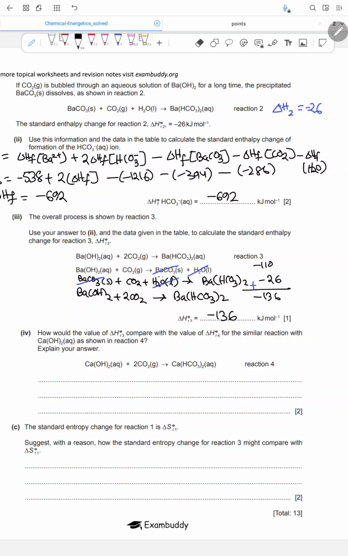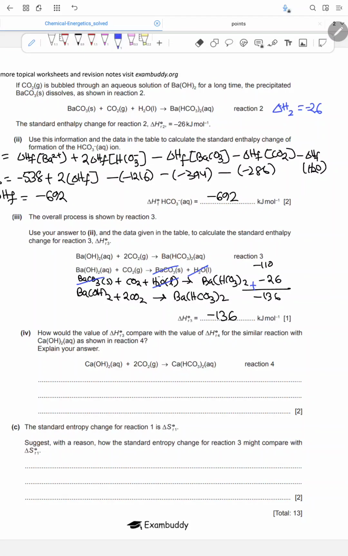How would the value of ΔH compare to the value of ΔH4 for the similar reaction with calcium hydroxide as shown in reaction 4? Calcium hydroxide, carbon dioxide, calcium hydrogen carbonate. Alright, that's an interesting question. What if we remove the metals? Can I do that?